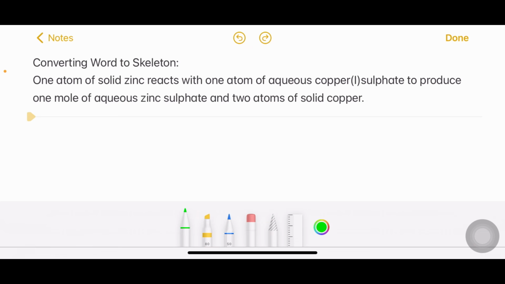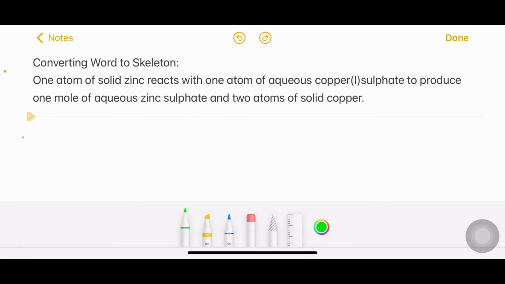Now we're going to learn how to convert word equations to skeleton equations. First thing we have to do is read this out loud. So 1 atom of solid zinc reacts with 1 atom of aqueous copper sulfate to produce 1 mole of aqueous zinc sulfate and 2 atoms of solid copper. So this is what we're going to do now. We're going to look at that information and write it out in symbols, subscripts, and brackets for the state of matter. So first of all, we have our 1 atom of zinc.